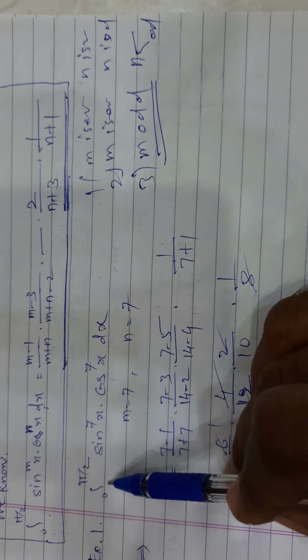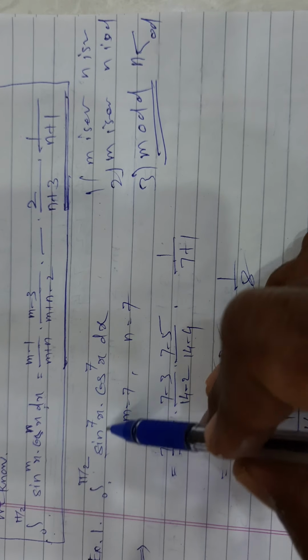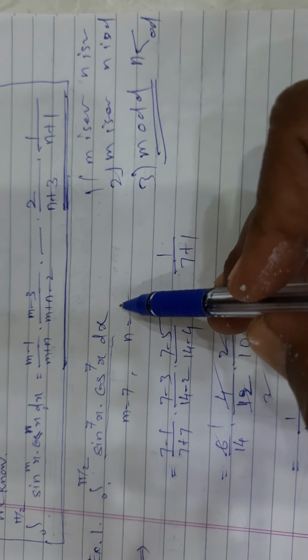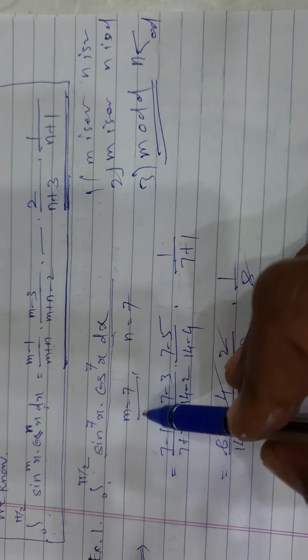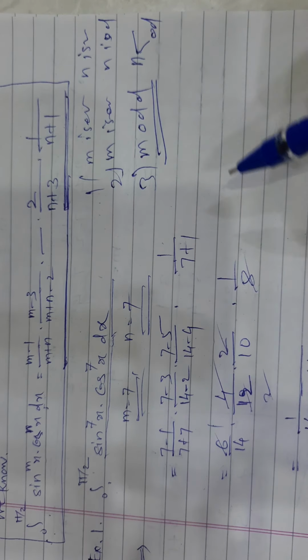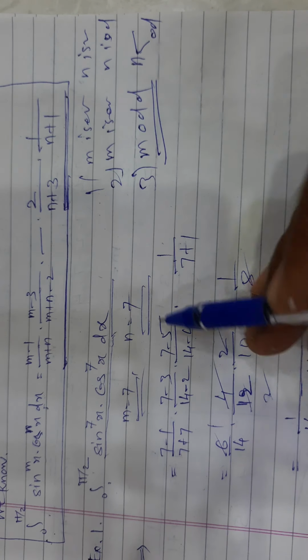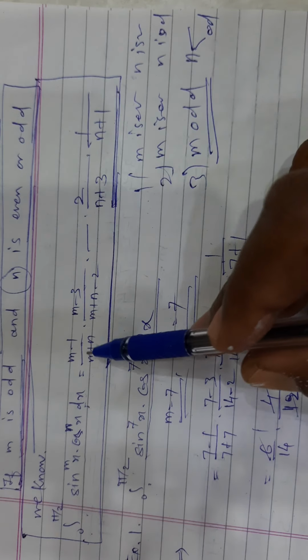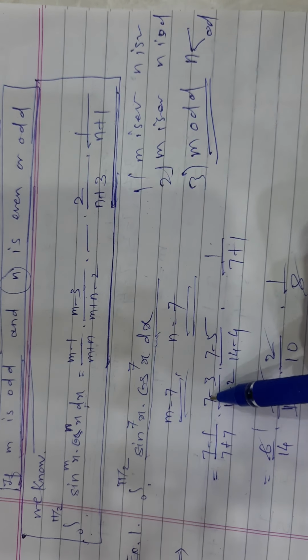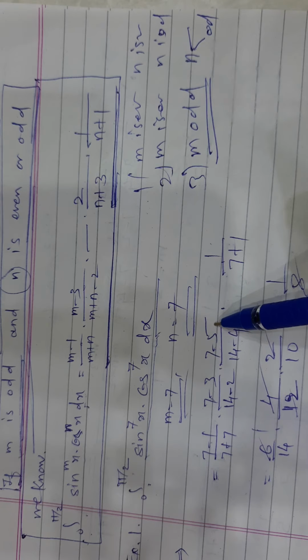Example 1. Evaluate integration from 0 to pi by 2 of sin raised to 7x into cos raised to 7x with respect to x. Here m is 7 and n is 7. Both are odd. Then here we have 7 minus 1, 7 minus 3 and 7 minus 5.